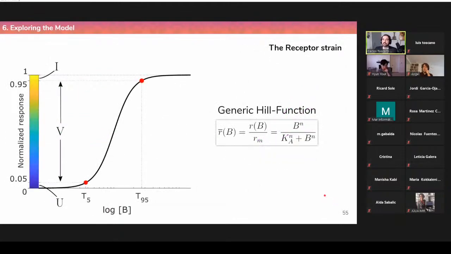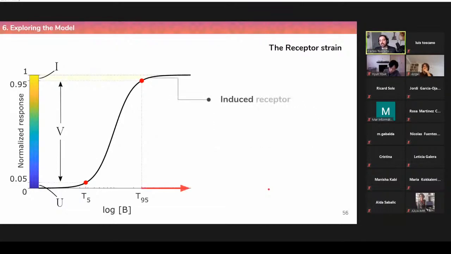The receptor strain, we're going to assume that it has just a generic sigmoidal transfer function, but in this case, just imagine a generic Hill function. And we're going to work with the normalized response of the receptor strain. For instance, if we have a biobit concentration that is above what I call the threshold 95, an arbitrary threshold, we will say that the receptor is fully induced, meaning that the response that we can measure is above 95% of the maximum response that the receptor can give to us.